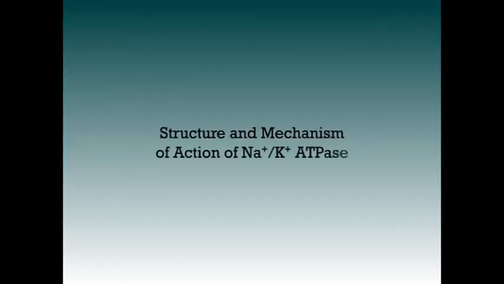The sodium-potassium gradient in animal cells controls cell volume, renders neurons and muscle cells electrically excitable, and drives the active transport of sugars and amino acids. It is also essential for regulation of enzymes required for protein synthesis. Now, let's look at the structure and the mechanism of action of sodium-potassium ATPase.